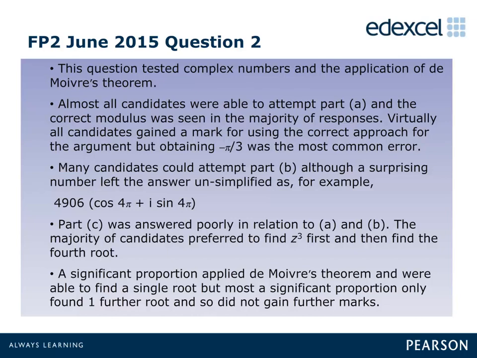Many candidates could attempt Part B, although a surprising number left the answer unsimplified, as, for example, 4,906 (cos 4 pi plus i sine 4 pi).